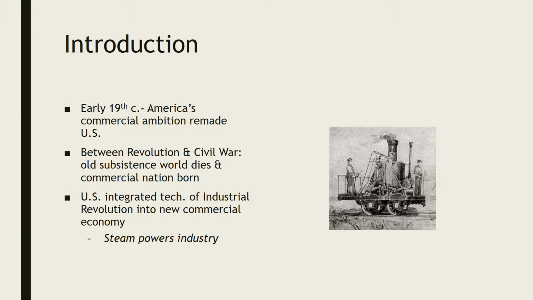So between the Revolution and the Civil War, the old subsistence world is going to die. And by that we mean the vast majority of people living a subsistence lifestyle, meaning they're growing crops primarily for their own consumption. And maybe they're selling a little bit and getting a little bit of money, but primarily all they're able to produce is what they and their family need to consume. That's going to change, and now we're going to switch gears into becoming a commercial nation, a nation that is focused on using the market to buy and sell goods.